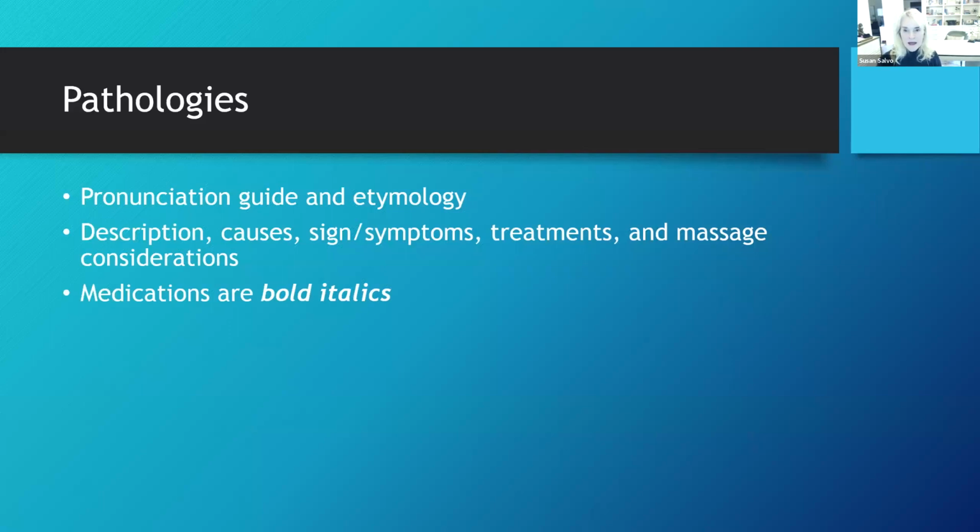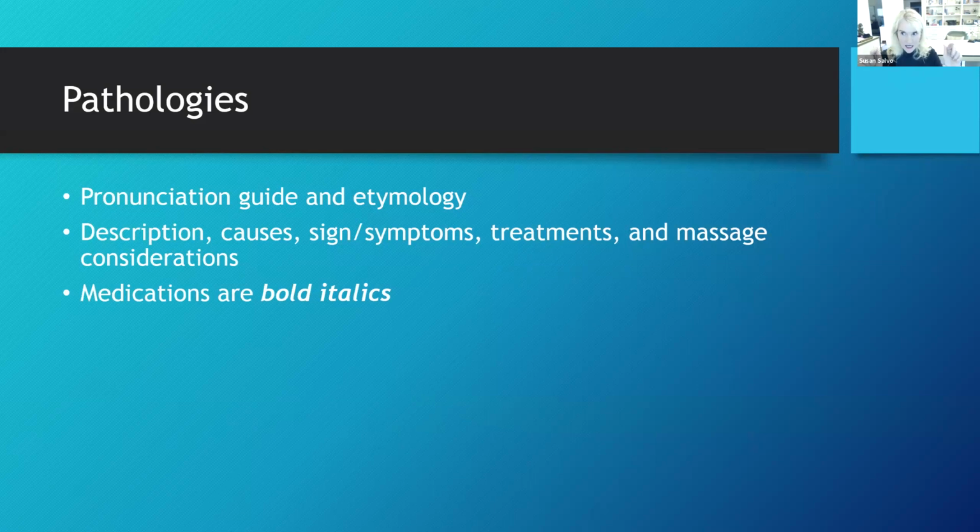So every single pathology has a pronunciation guide. And again, I love words, etymology. It's going to include the description of what the pathology is, the causes, also called etiology, and signs and symptoms, treatments. Now, when you look at the treatments, I want you to see the next bullet. All the medications are in bold italics.